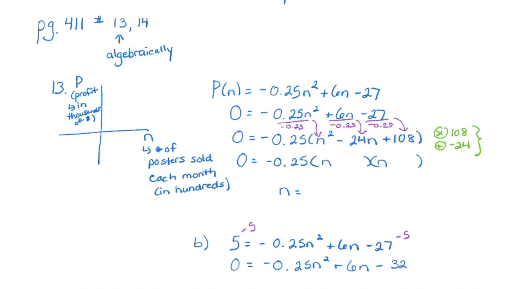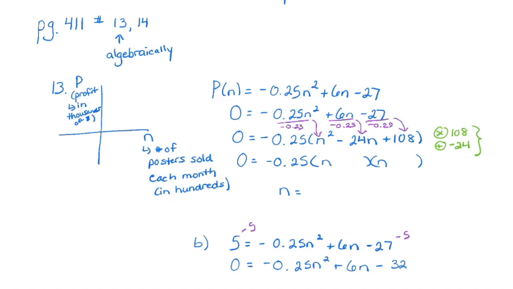I'm going to give you a hint. When you set up number 13, we always start with a sketch. Label the axes. What do we know? So this is the function that they give you. In place of the y, we have p of n. So p, they tell you in the question, represents profit.